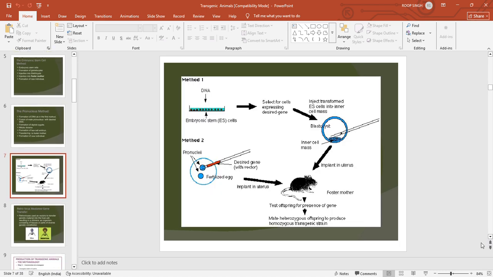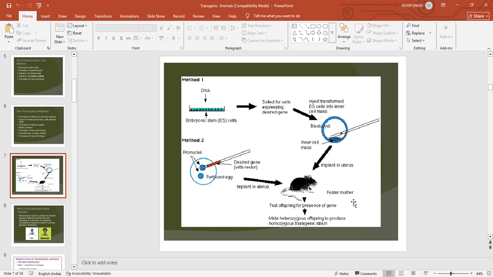So the method one you can see here. Once we collect the embryonic stem cells here, select, and then you introduce the foreign gene in this embryonic stem cell. Select for the cells expressing desired genes. So embryonic cells with the foreign genes are then injected into the blastocyst in the inner cell mass, and then these are implanted in the uterus, in the foster mother, you can say.